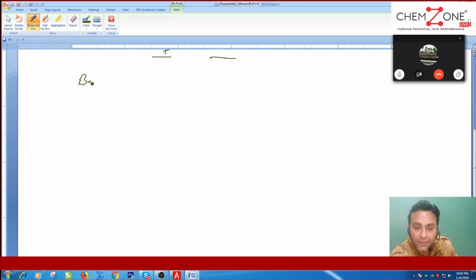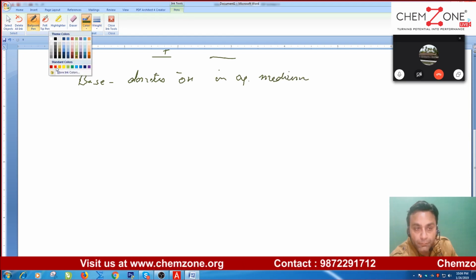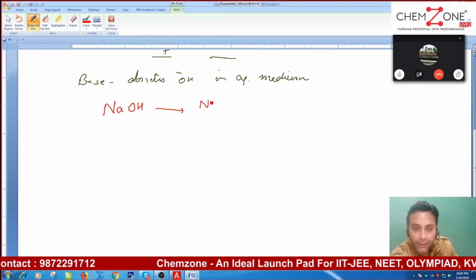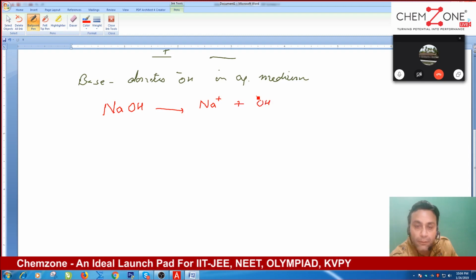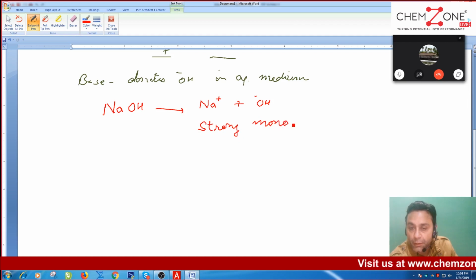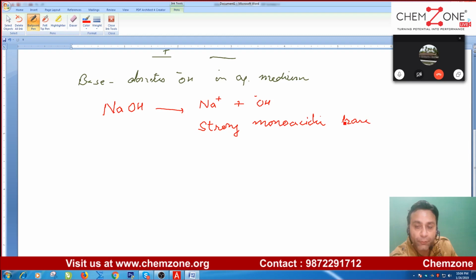And a base is a substance which donates OH ions in aqueous medium. Can we give an example? Sodium hydroxide. Very good. So upon dissociation, it will give Na positive and OH negative ions. So the substance which provides OH ions is called a base. Right? It is a strong base. And it is a monoacidic base. Can you tell me why I am using monoacidic here? Because it only gives one OH ion? Yes, it is giving only one OH ion.